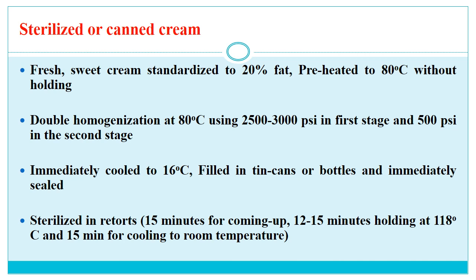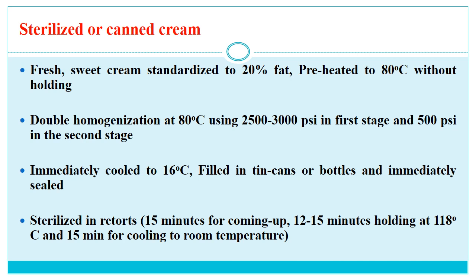Here the fresh sweet cream is standardized to 20% fat and then preheated to 80 degrees Celsius without holding. That is the pasteurization. Then there is double homogenization at 80 degrees Celsius using 2500 to 3000 psi in the first stage and 500 psi in the second stage. Then immediately it is cooled to 16 degrees Celsius, filled in tin cans or bottles, and immediately sealed.